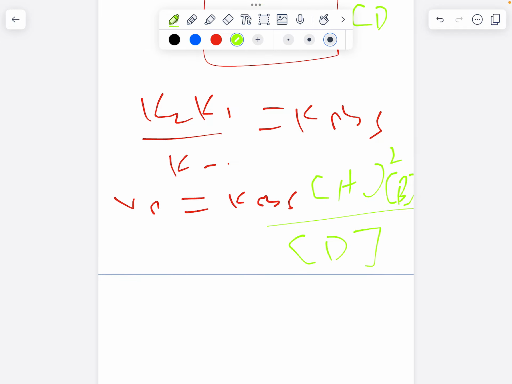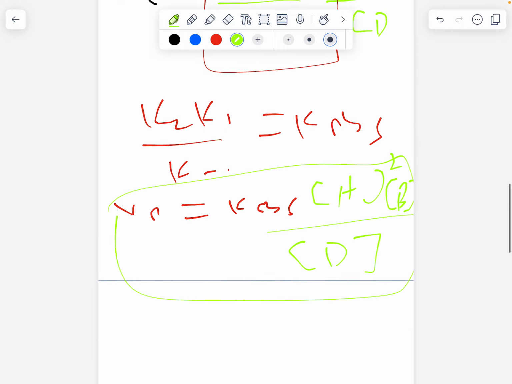And so if I'm looking at my question sheet, I have the four multiple choice options here. It turns out that overall rate law is one of the options. We know that k1 k2 over k minus 1 is k observed. And then we're left with an A squared times the concentration of B over the concentration of D. And that is our overall rate law.